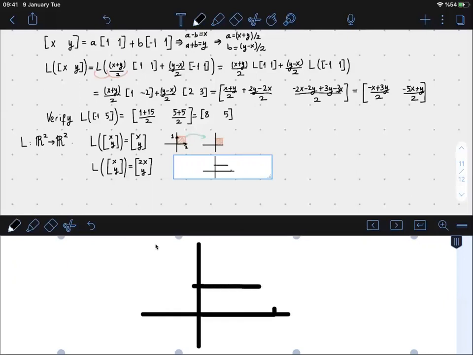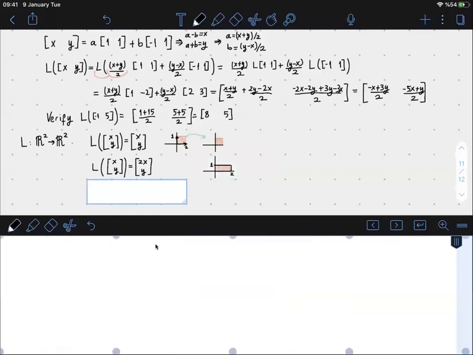So what this transformation is doing is increasing the length in x by 2. So each length is increased by 2 in the x direction. So this is 2, and this is 1. Okay. So that's it. Let's look at another transformation.